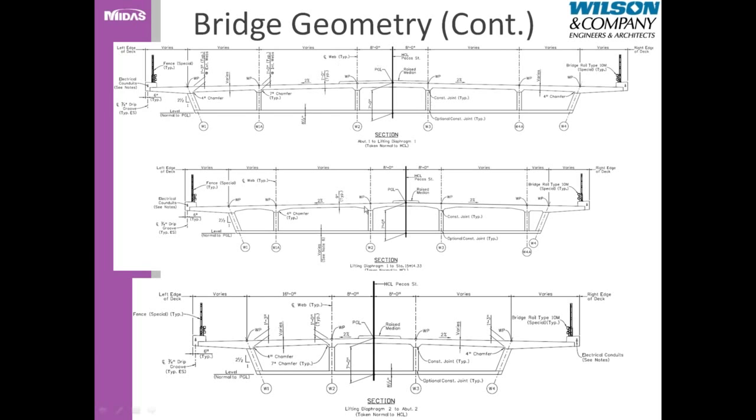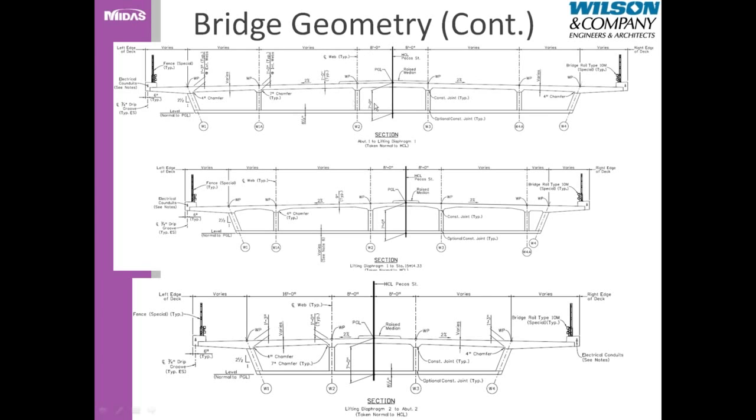Here's a look at a few of the cross sections of this bridge. You'll see that the keyword is varies. Nothing is staying real constant along the length of the structure. I think the only thing that does is the spacing between webs 2 and 3. That remains 16 feet throughout the entire length of the bridge. Just about everything else changes.